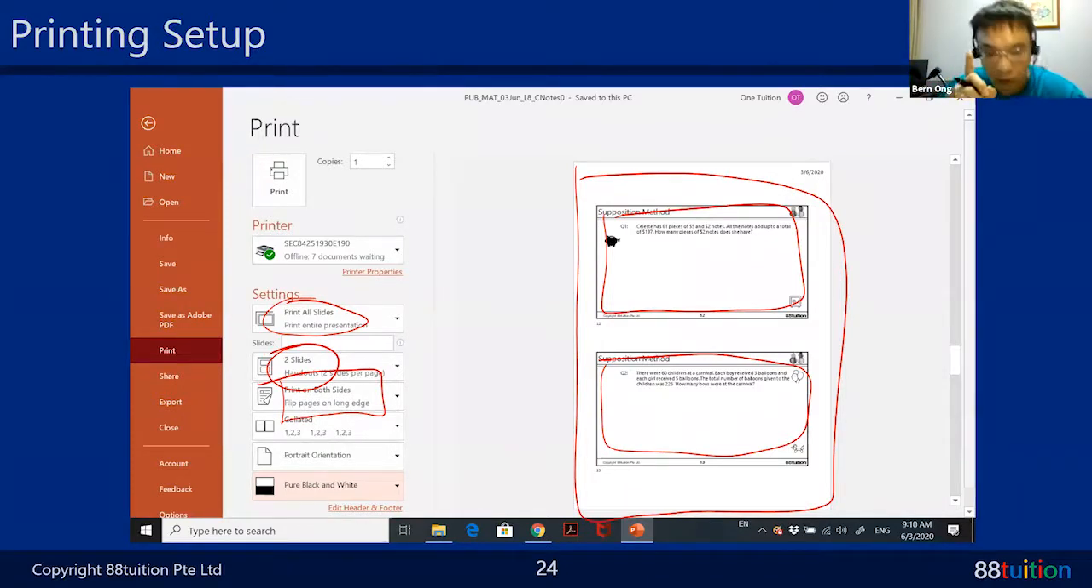And very importantly, can you please choose this one? Pure black and white. If not, you'll be printing out a lot of colored things, which is going to waste a lot of your ink. Don't do that. Save the planet, please. So these are the options. This one is the most important one. Pure black and white, so that the worksheet will come out like that. Can you see? It will be pure black and white if you want to print out the worksheet.